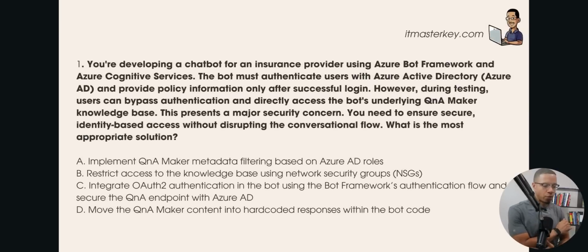All right, so here we go. You're developing a chatbot for an insurance provider using Azure Bot Framework and Azure Cognitive Services. The bot must authenticate users with Azure Active Directory, Azure AD, and provide policy information only after successful login. However, during testing, users can bypass authentication and directly access the bot's underlying QnA Maker knowledge base. This presents a major security concern. You need to ensure secure identity-based access without disrupting the conversational flow. What is the most appropriate solution?